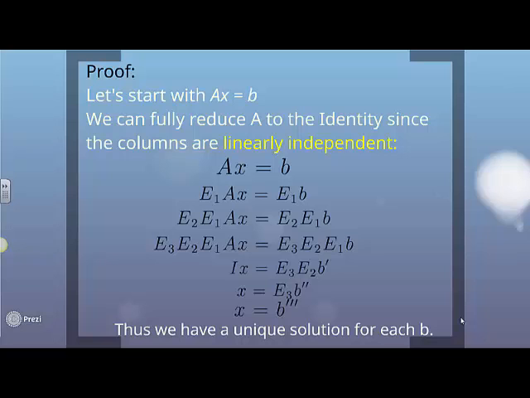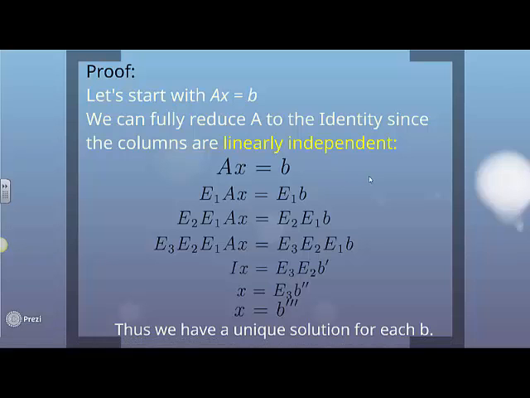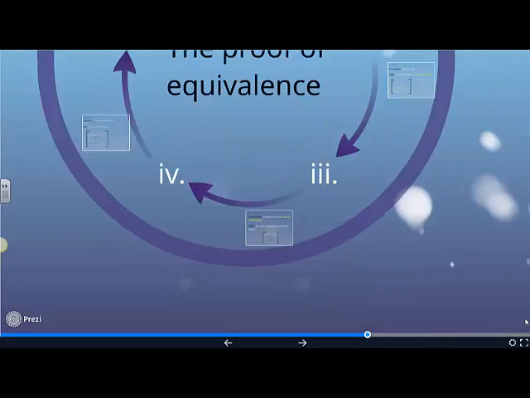So we start out with our matrix equation AX equals B, and then we elementary row operate until we get our matrix A down to the identity, just like I did in the first part. We have to do everything to both sides, and then with a little bit of algebra, you can see that X comes out to B triple prime. Since we can get this all the way down to that, that means we have a unique solution for each B in Rn for our matrix equation AX equals B. So that was that part.